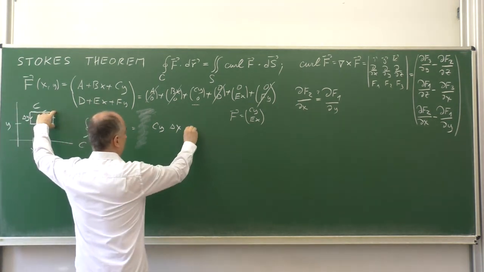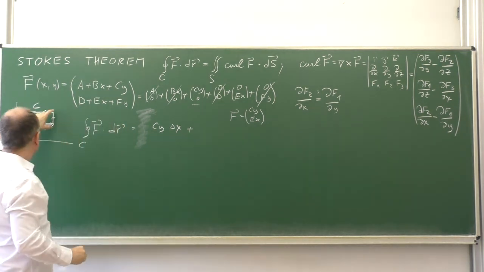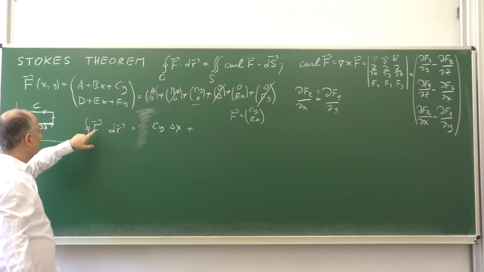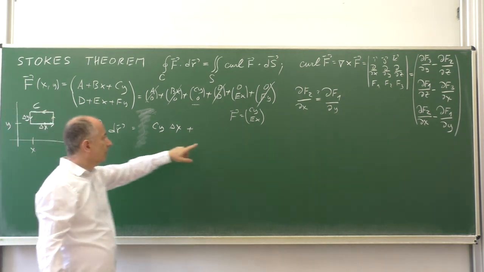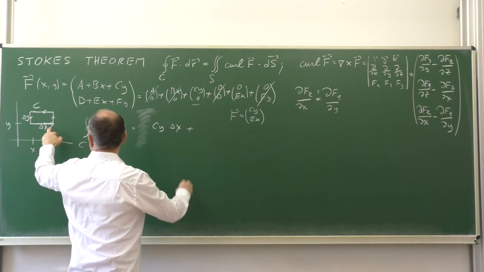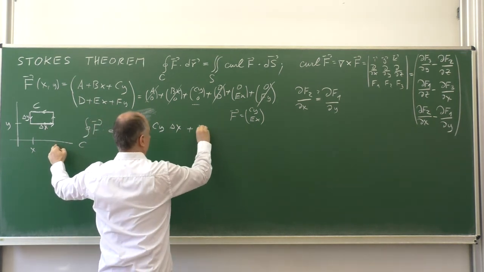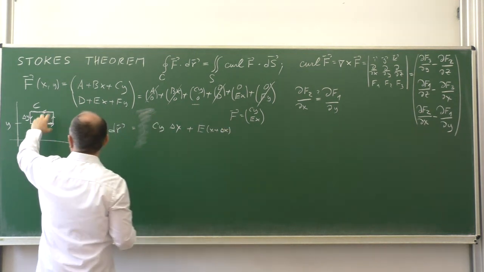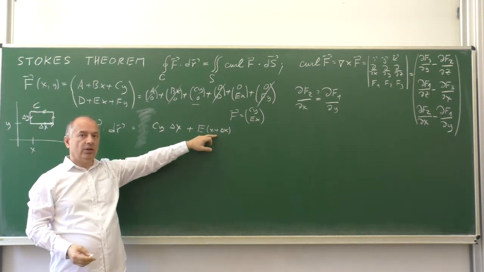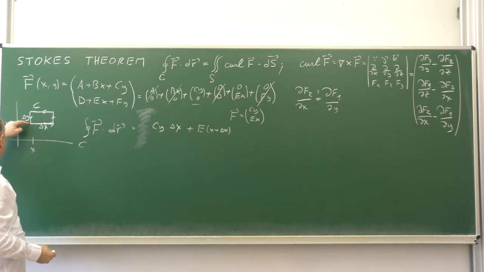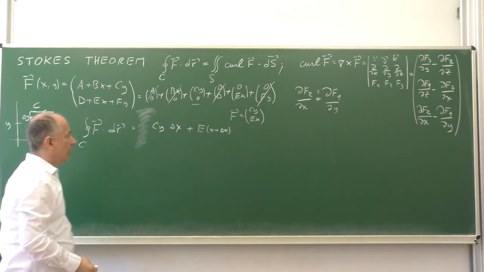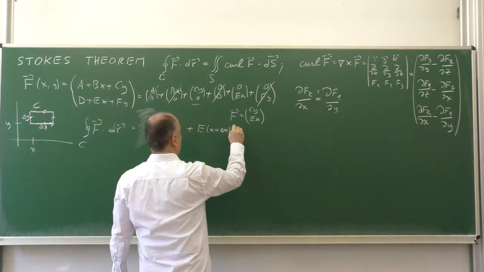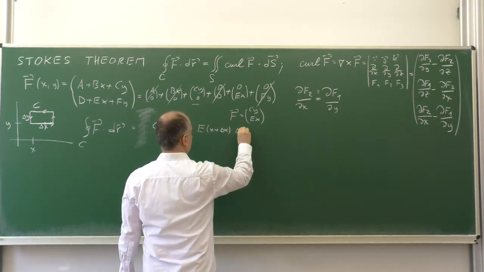Then, over this line, x is constant, so what is important is only f2. f2 is ex, where x is x plus delta x. And we integrate this constant for y from y to y plus delta y. But integrating a constant is the constant times the change of the limits.